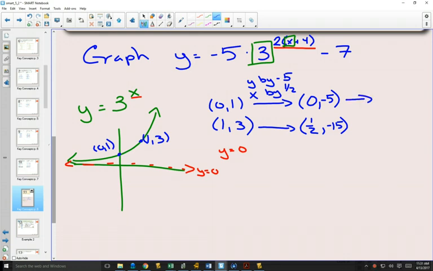Continuing to go left to right, we hit the 4 and we hit the negative 7. Those are both vertical and horizontal translations. The plus 4 means x goes 4 to the left. And the minus 7 means that y goes 7 down. So now what happens when I go 4 to the left? I'm going to get (-4, -5), 7 down, (-4, -12). When I go 4 to the left, I'm going to get (-3.5, -15), 7 down, (-3.5, -22).